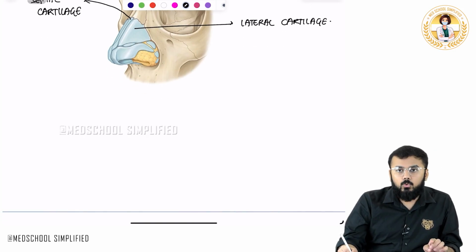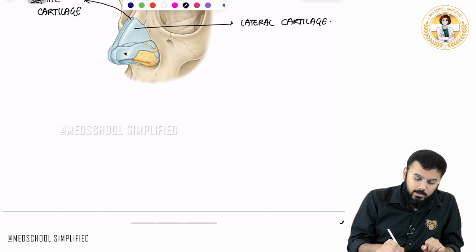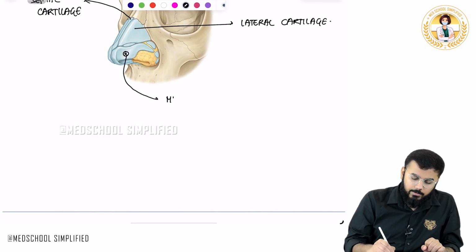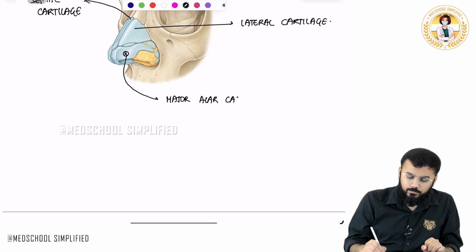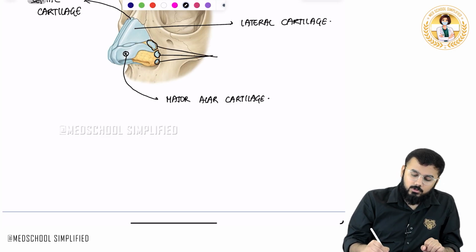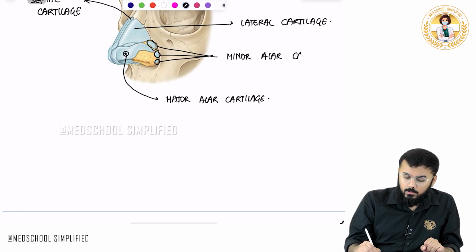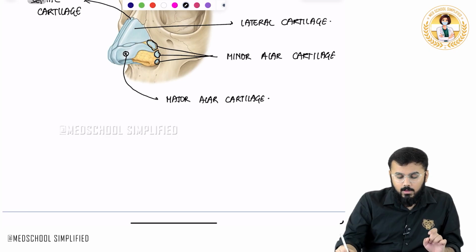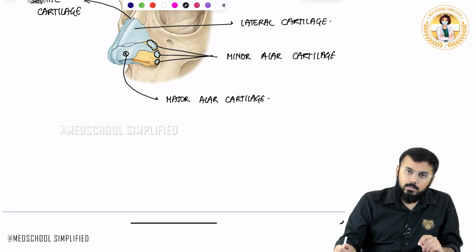After that, we have got two alar cartilages, as I told you. This particular alar cartilage which you can see is called the major alar cartilage. And next, there are also small cartilages over here. These are multiple, right? These are called minor alar cartilages. So what are the different types of alar cartilages we have got? Two major alar cartilages on either side and multiple minor alar cartilages.